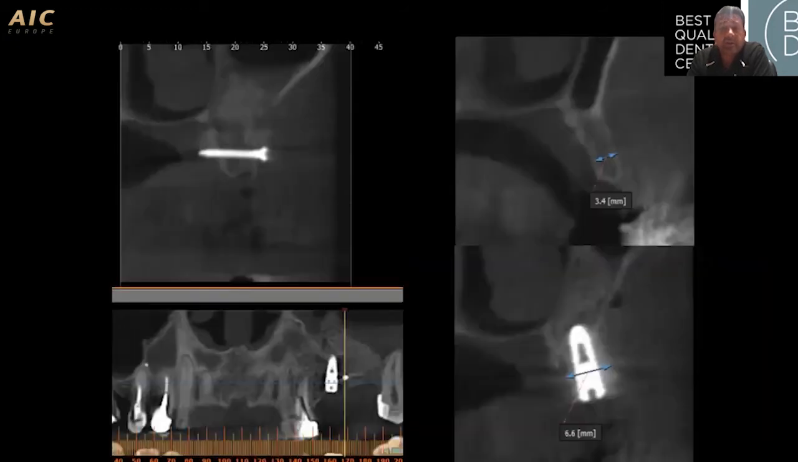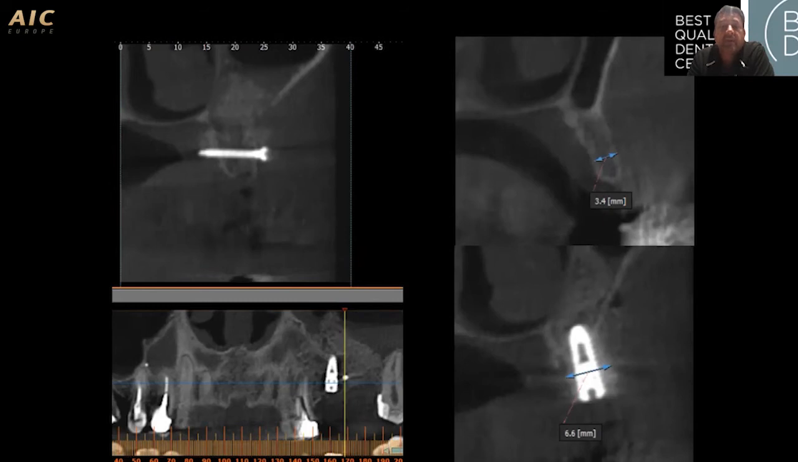We waited some time, and in this CBCT image, on the left, we can see the stabilization of the fracture with the screw. On the right image on top, you can see that the initial bone width was only 3.4 millimeters, and after the procedure, we achieved almost 7 millimeters, 6.6 millimeters of width. So it was basically a 100% increase of width on the bone.